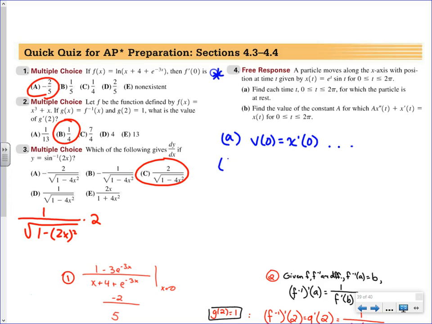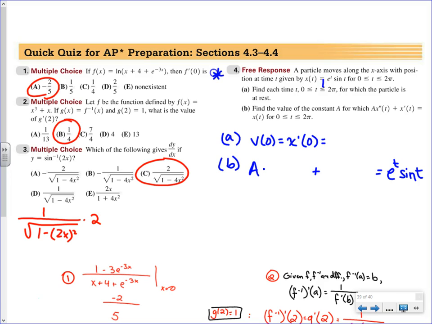Letter B. So it's saying x double prime of t plus x prime of t equals x of t. A of t plus v of t equals x of t. Plug it in. Exactly. I need to find the acceleration and find the velocity. So if I find the velocity for letter A, I'm plugging in 0.